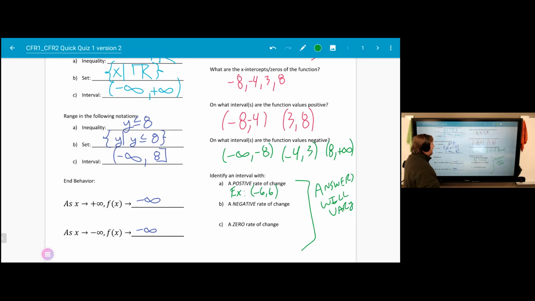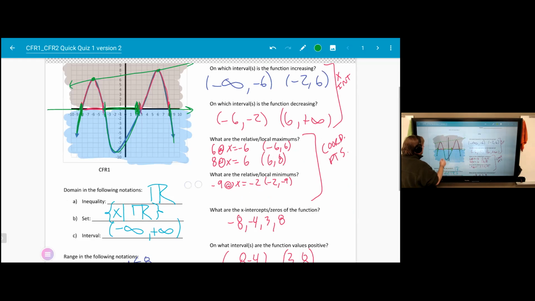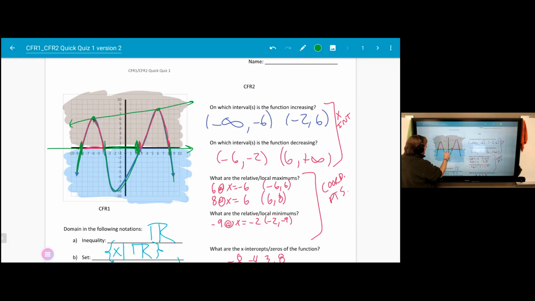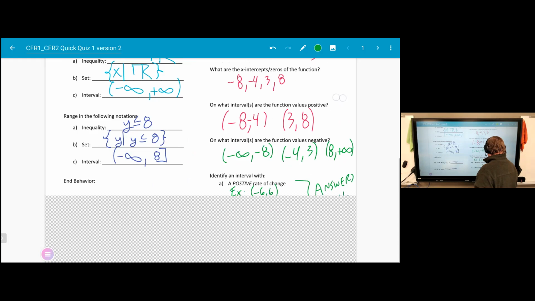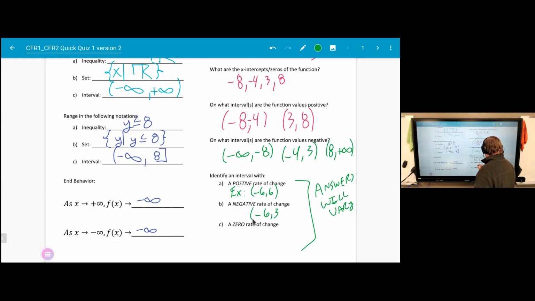So a negative rate of change would be going down. Let's see here. What if I stayed here? What if I did -6 and then picked, I don't know, 3? If I drew a line between those 2 points, that slope, that rate of change would be negative. Why not? So from -6 to 3, again, that's just an example.